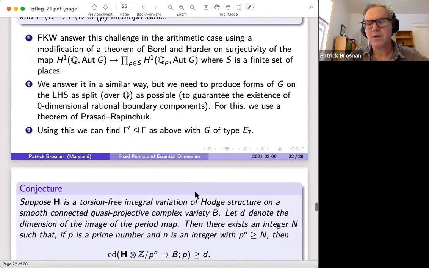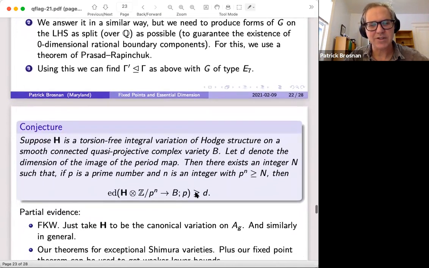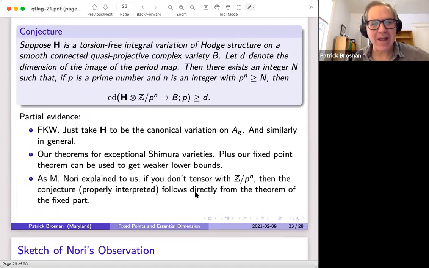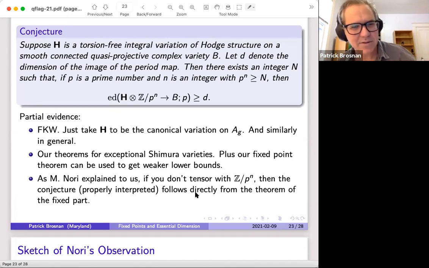Okay, so maybe I tell you a conjecture that I want to tell you. We have a conjecture about what this is all about. And the motivation is that Shimura varieties, the way you're officially supposed to think about them, are that they're parametrizing Hodge structures. They're the moduli space of Hodge structures. We want to think about this as saying that the essential dimension of a family of Hodge structures is really just its dimension in moduli. So that's roughly speaking our conjecture, but I tell it to you here.